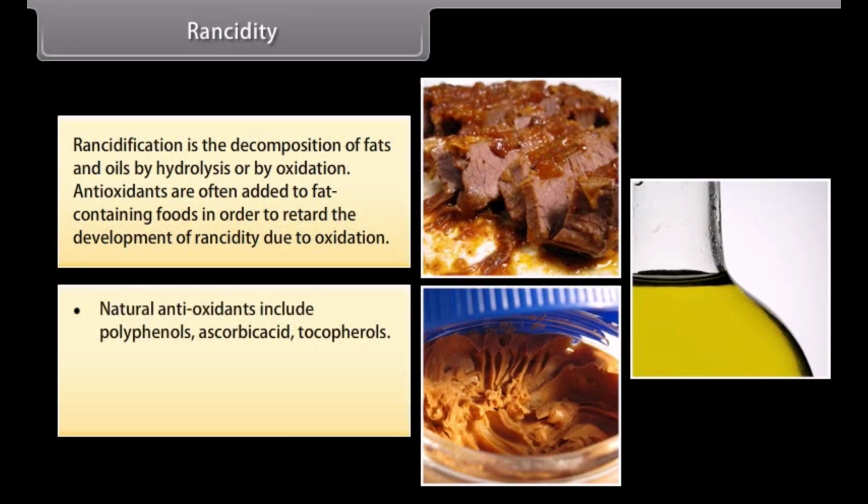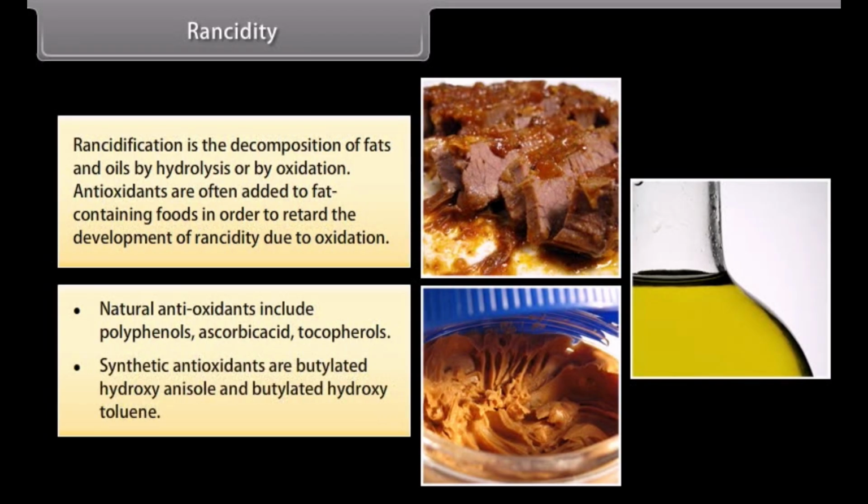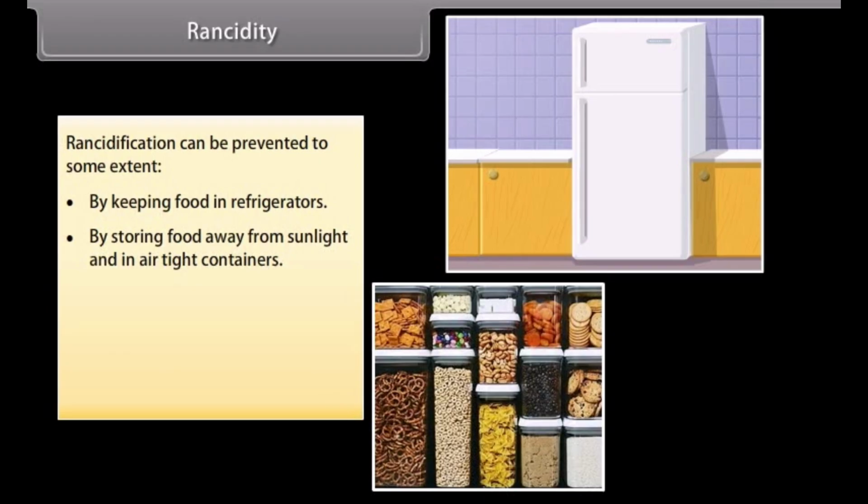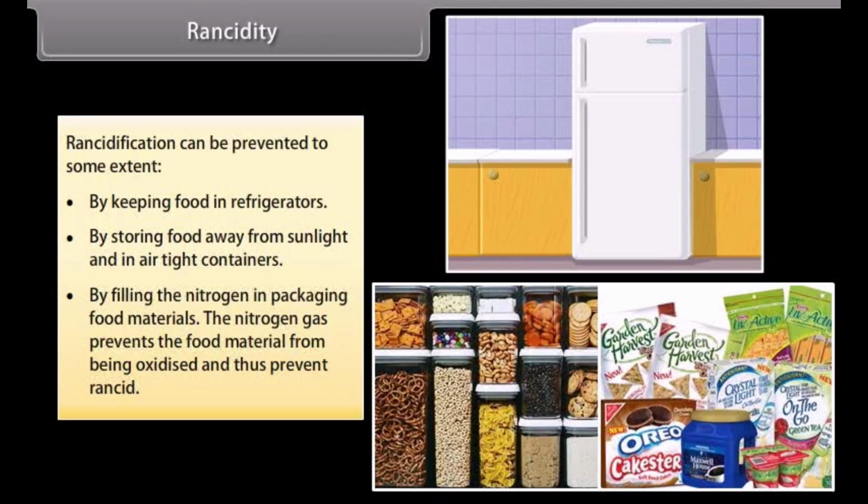Natural antioxidants include polyphenols, ascorbic acid, and tocopherols. Synthetic antioxidants are butylated hydroxyanisole and butylated hydroxytoluene. Rancidification can be prevented to some extent by keeping food in refrigerators, by storing food away from sunlight and in airtight containers, and by filling nitrogen in packaging of food materials. The nitrogen gas prevents the food material from being oxidized and thus prevents rancidity.